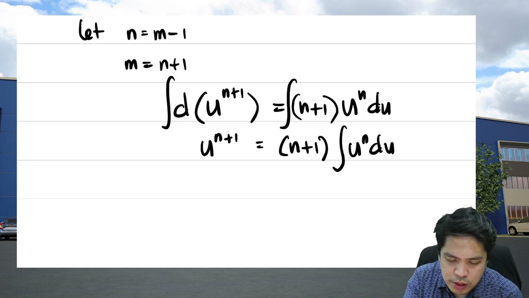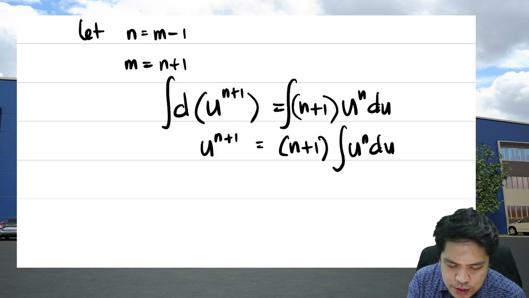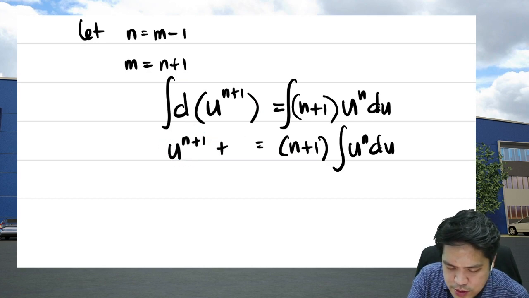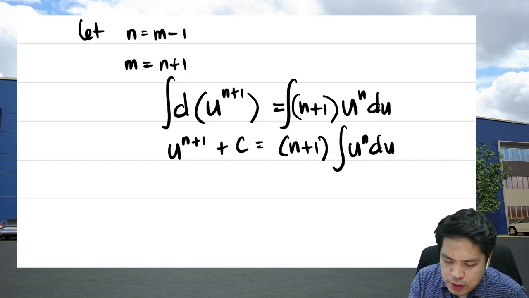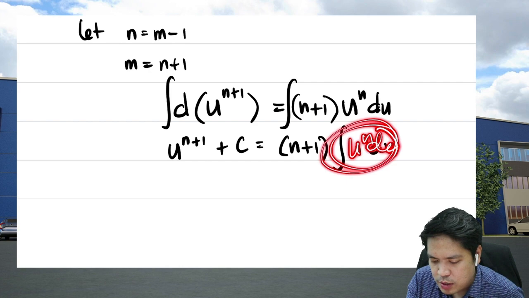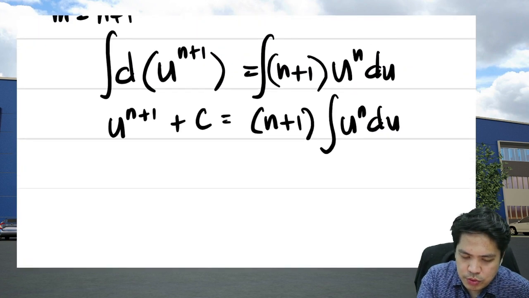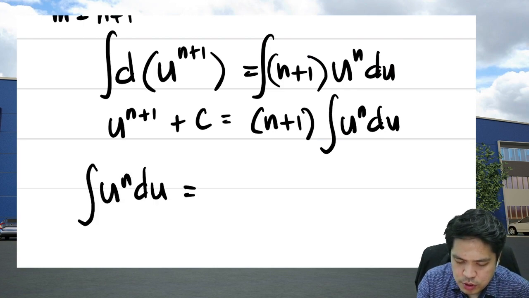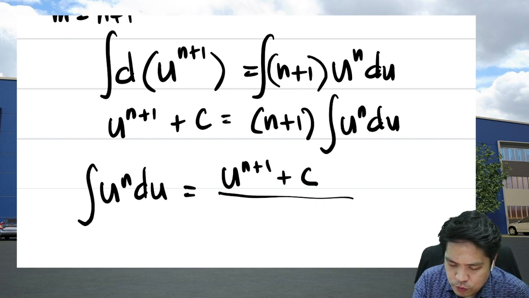Oh, sorry, I missed something. Since we integrated, we need the constant of integration, so we'll add plus c. So therefore, this is what we are looking for, the integral of u raised to n du, for the general power formula. That means the integral of u raised to n du is just equal to u raised to n plus 1 plus c, over n plus 1.